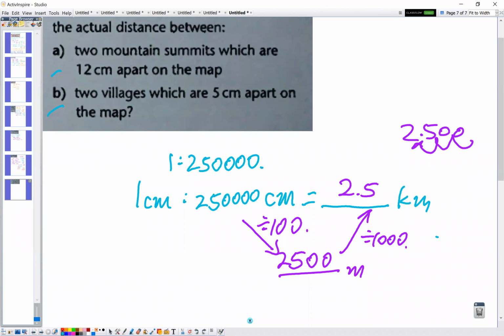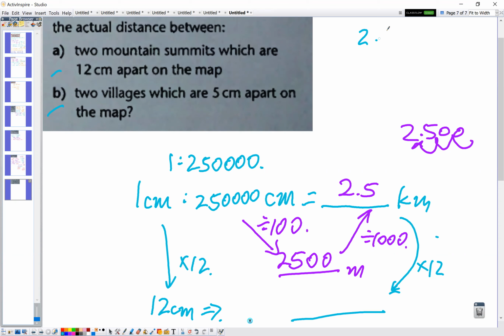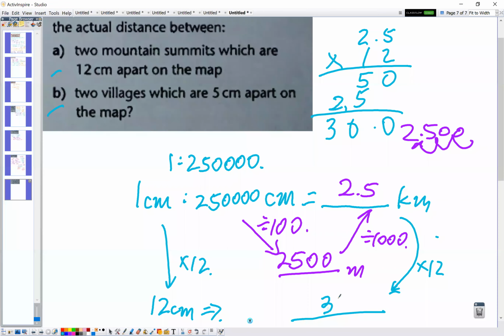So now the question asks you for 12 centimeters. From 1 to 12, we times by 12. The right hand side, we times by 12. What answer is that? 2.5 times by 12. This is 50. This is 5. This is 2. This is 0. This is 30. The answer will become 30 kilometers. 12 centimeters is 30 kilometers here.